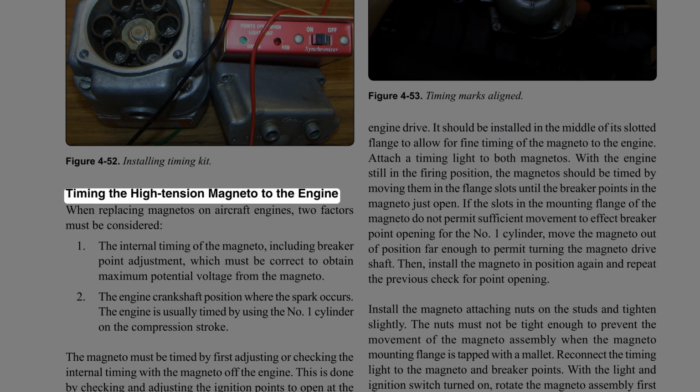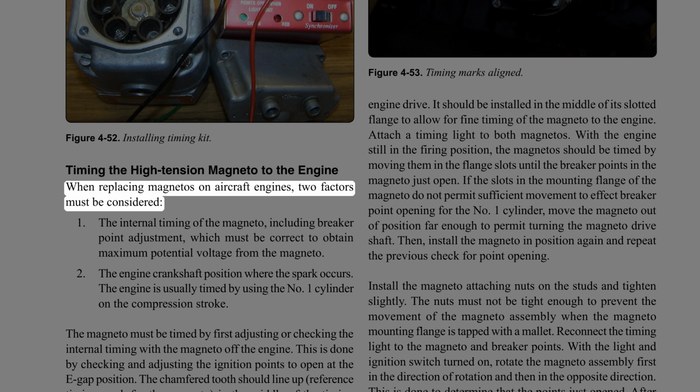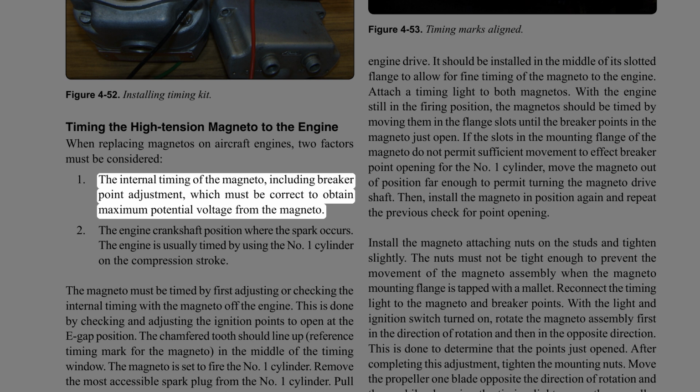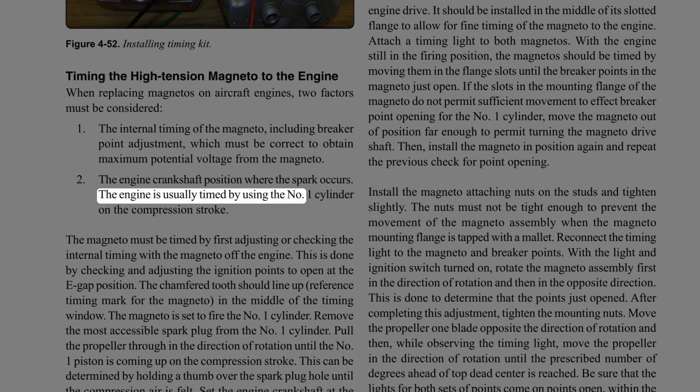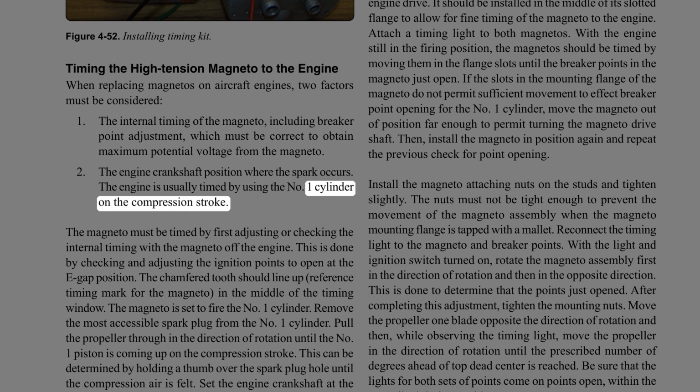Timing the high-tension magneto to the engine. When replacing magnetos on aircraft engines, two factors must be considered. The internal timing of the magneto, including breaker point adjustment, which must be correct to obtain maximum potential voltage from the magneto. The engine crankshaft position where the spark occurs. The engine is usually timed by using the number 1 cylinder on the compression stroke.